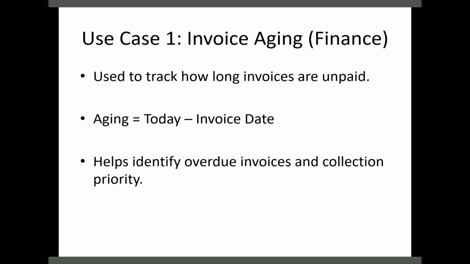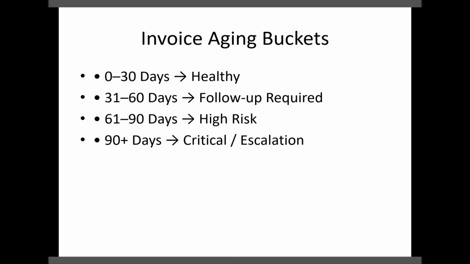First use case is invoice aging, which is in finance. It is used to track how long invoices are unpaid. As days pass, aging increases and risk increases. The formula would be the same: aging equals today minus the invoice date. Invoice aging buckets could be these: 0 to 30, 31 to 60, 61 to 90, 90 plus days, critical. Buckets can vary by organization. This is just a standard example.